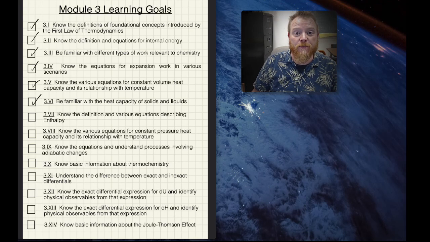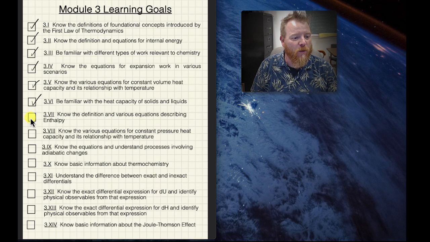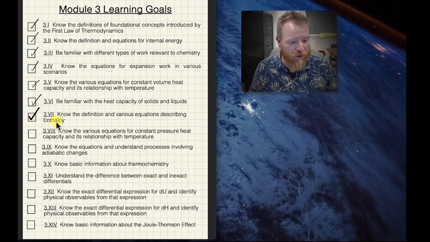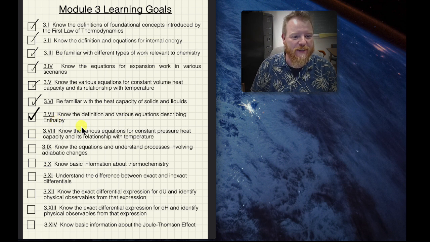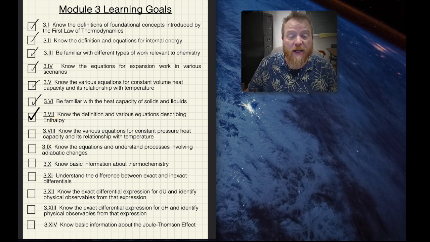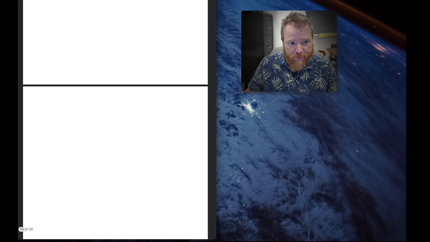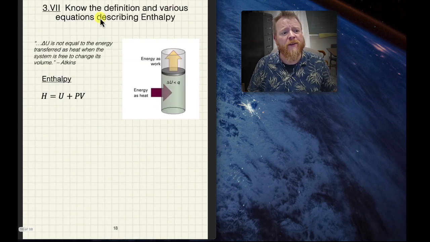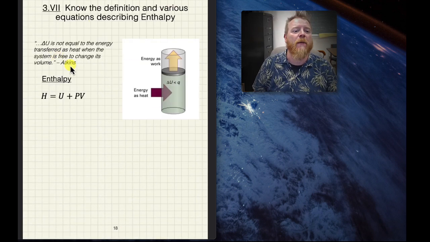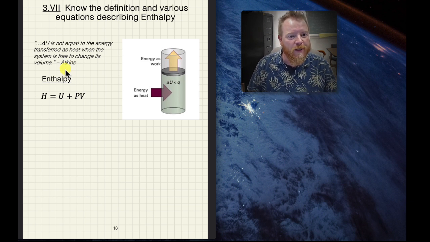Okay, folks, continuing right along, we're going to get into another one of our famous E words, enthalpy. Hopefully you remember that from your previous classes. We're going to go through the thermodynamic definitions and some equations describing enthalpy, and I do want you to know those equations.